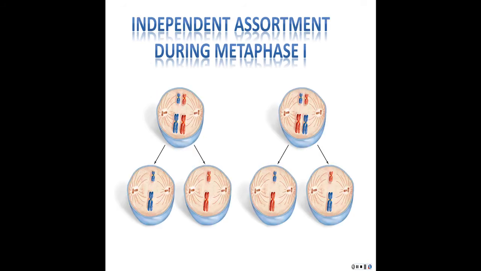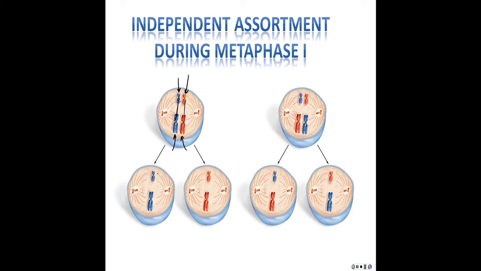Okay, so this is a really good example of how independent assortment works. On the left, you can see that there's the blue short chromosome next to the red short chromosome. Dad's is on the left and mom's is on the right. For the big chromosome, dad's is on the left, mom's is on the right. The two blue ones are on the same pole, and these two red ones are on the same pole.